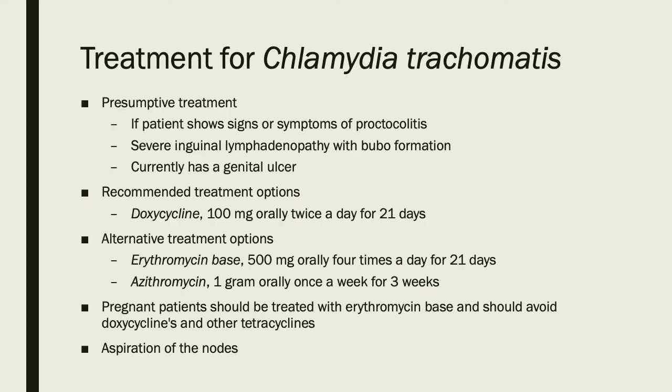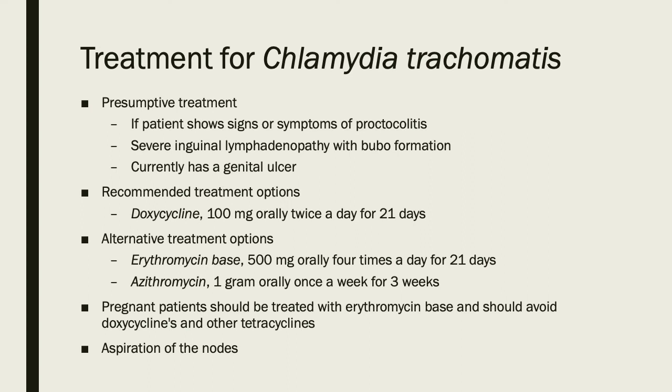Because diagnosis can take so long, patients with a clinical syndrome consistent with lymphogranuloma venereum should be presumptively treated, mainly those showing signs and symptoms of proctocolitis, such as proctitis, bloody discharge, tenesmus, or ulceration. In cases of severe inguinal lymphadenopathy with bubo formation, particularly if the patient has a recent history of a genital ulcer, or in the presence of a genital ulcer if other etiologies have been ruled out.